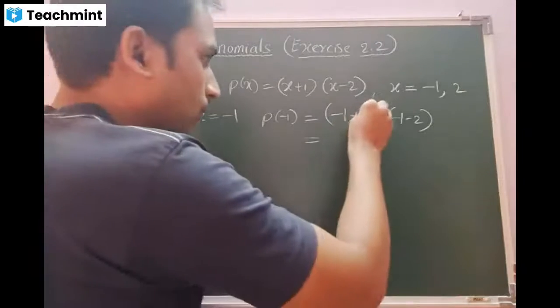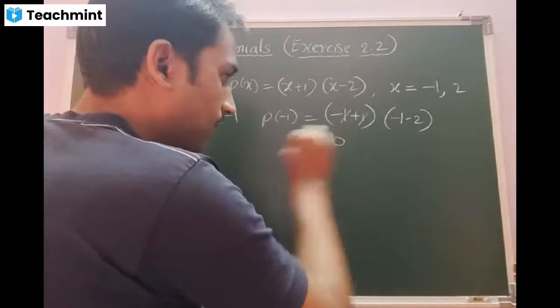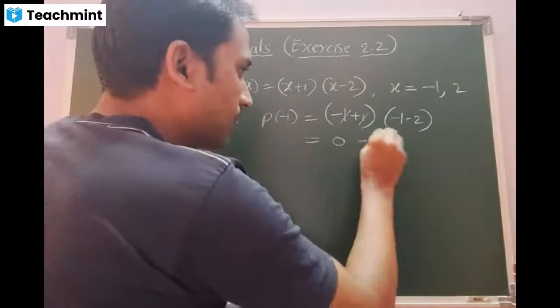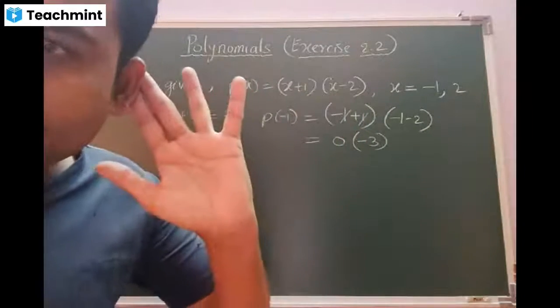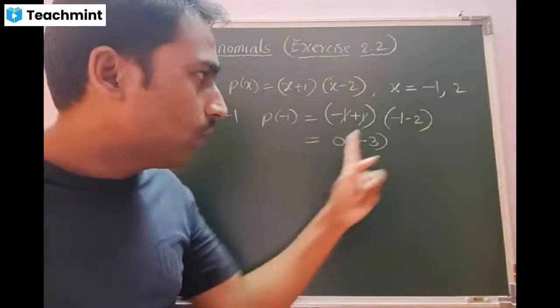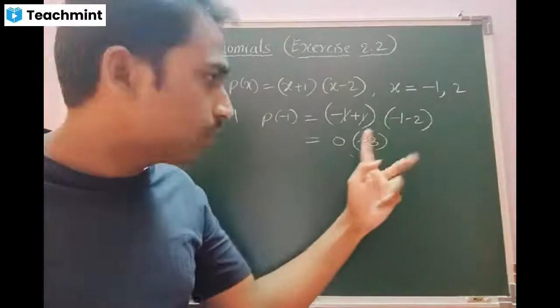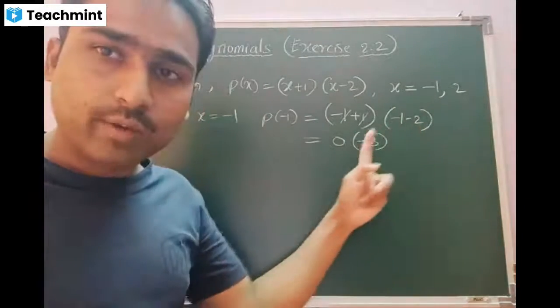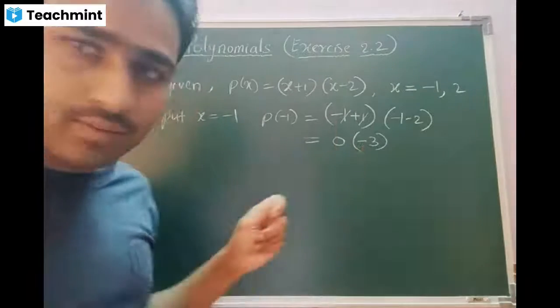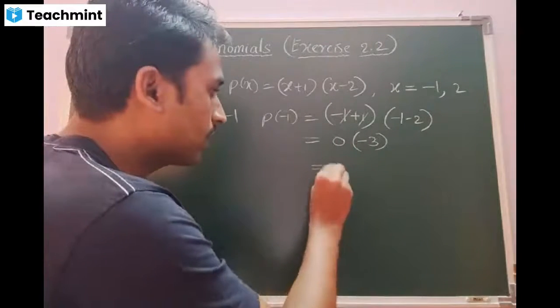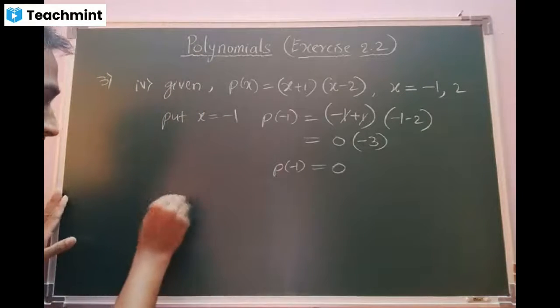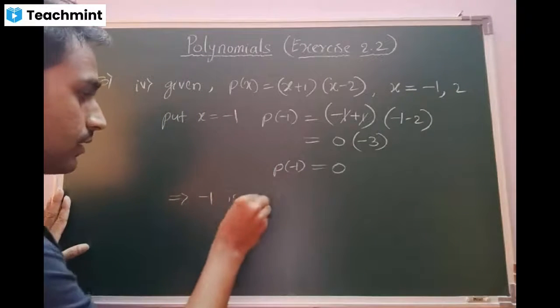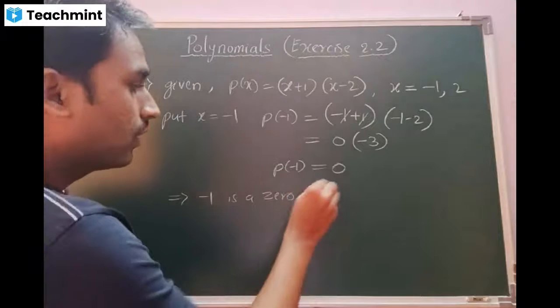Yeah, 1 with 1 getting cancelled. 0 into minus 3. Students, am I audible? Yes, sir. 0 minus, both are negative, beta, so it has to be added. 2 and 1, it becomes 3. Minus 3 is the answer. So 0 into minus 3 is 0. This implies minus 1 is a zero of the polynomial.